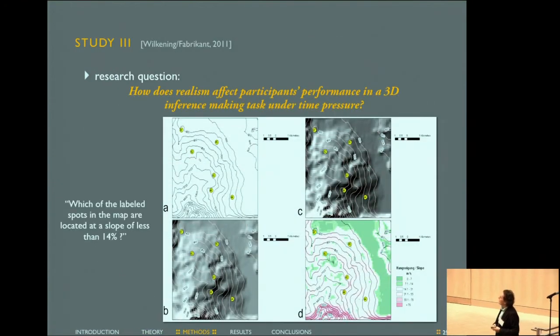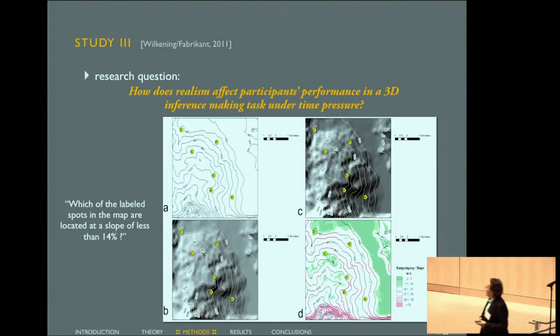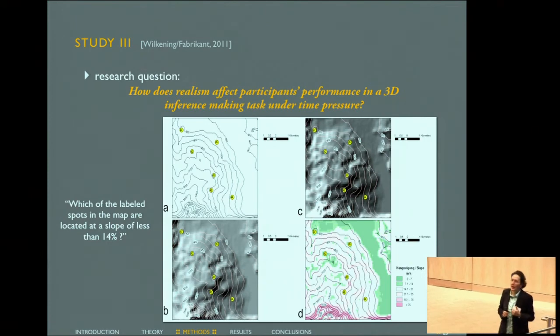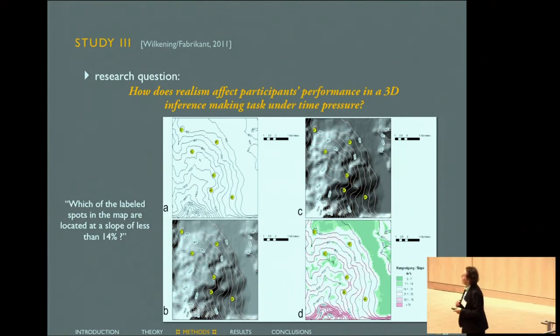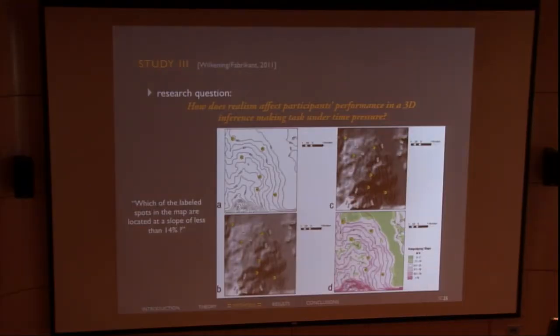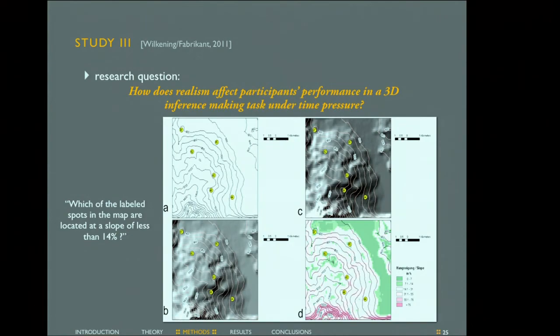This is what we tested here using a very simple task. Assuming you are a helicopter pilot, you have to land your helicopter, and there is a rule about how steep the landing spot can be in terms of helicopters or planes. It cannot be more than 14% slope incline. Given map A, B, C, or D, solve this task. This was the base question.